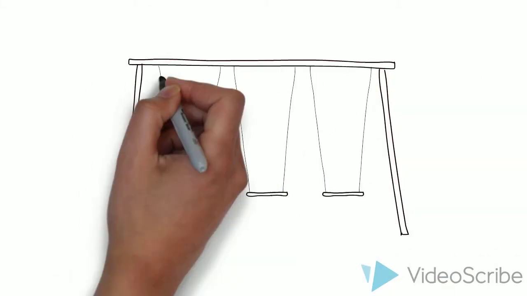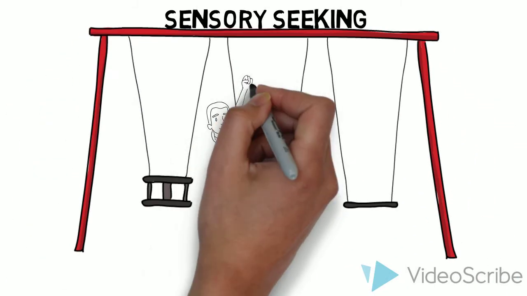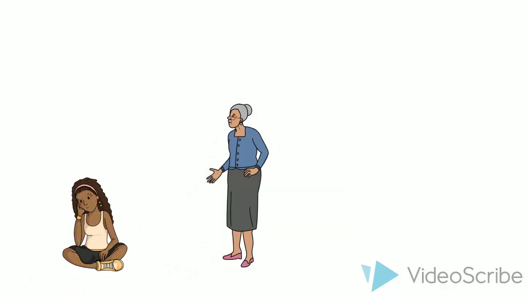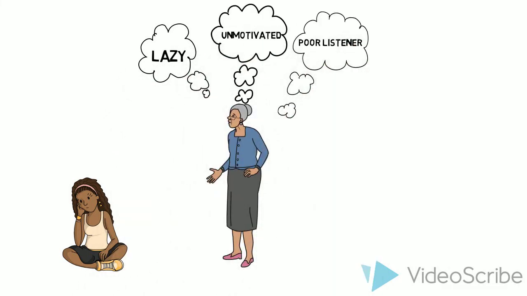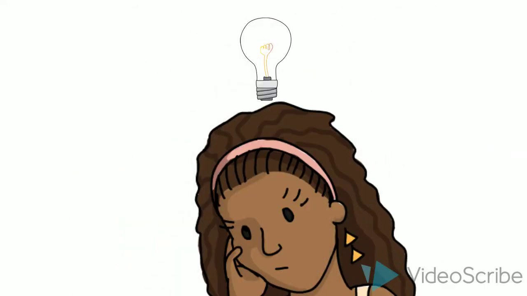Some students may also seek sensory input to fulfill their sensory needs. They may seek constant movement such as jumping, running, and chewing to receive sensations from the environment. One of the biggest challenges is recognizing that although these behaviors may make children appear lazy, unmotivated, or poor listeners, their behavior may be due to their need for sensory stimulation. In reality, students with SPD tend to have average to above average intelligence.